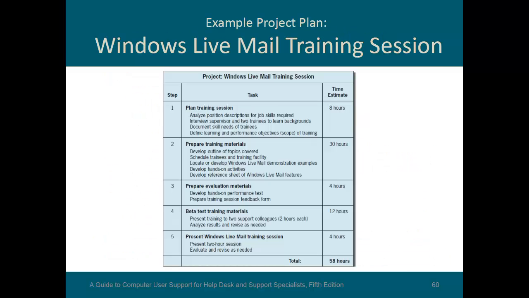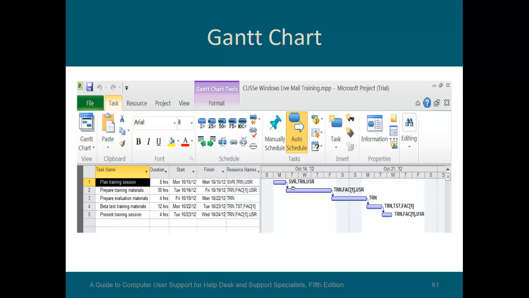So here is a Windows Live mail training session, which is an example project, and it shows each step: planned training session, planned training materials, evaluation, and how long each different step will take. What we have here is a Gantt chart, and the Gantt chart shows the different task names, the duration, start and finish time, and who the resources are. And it shows here what has to happen in what order.